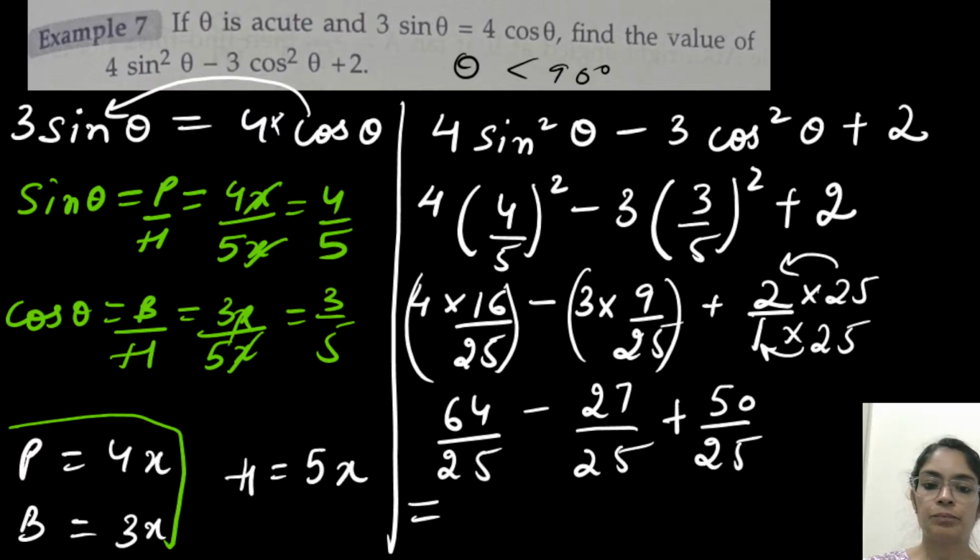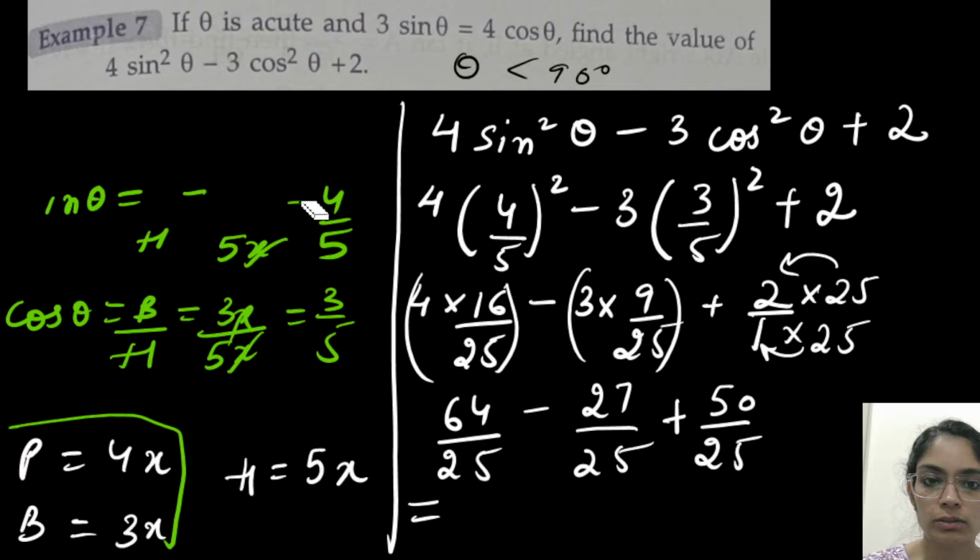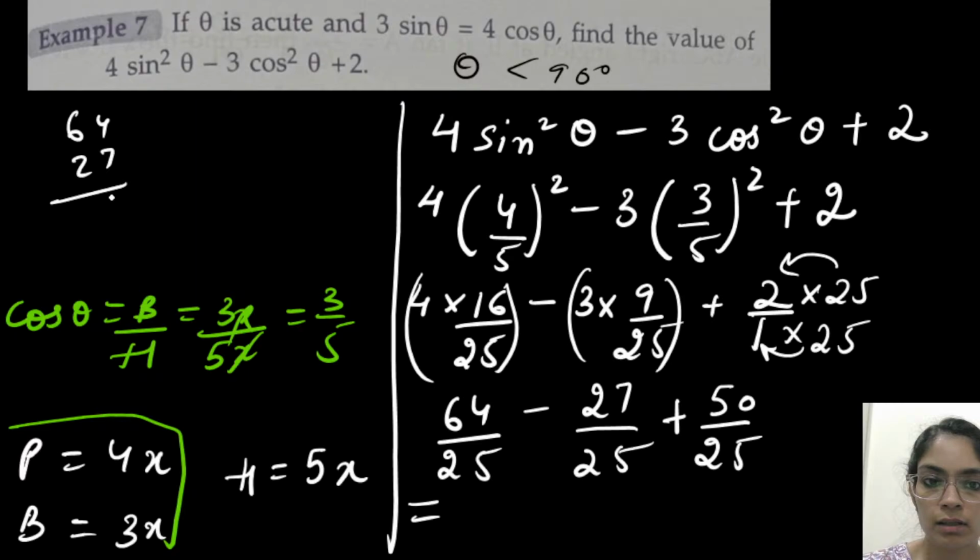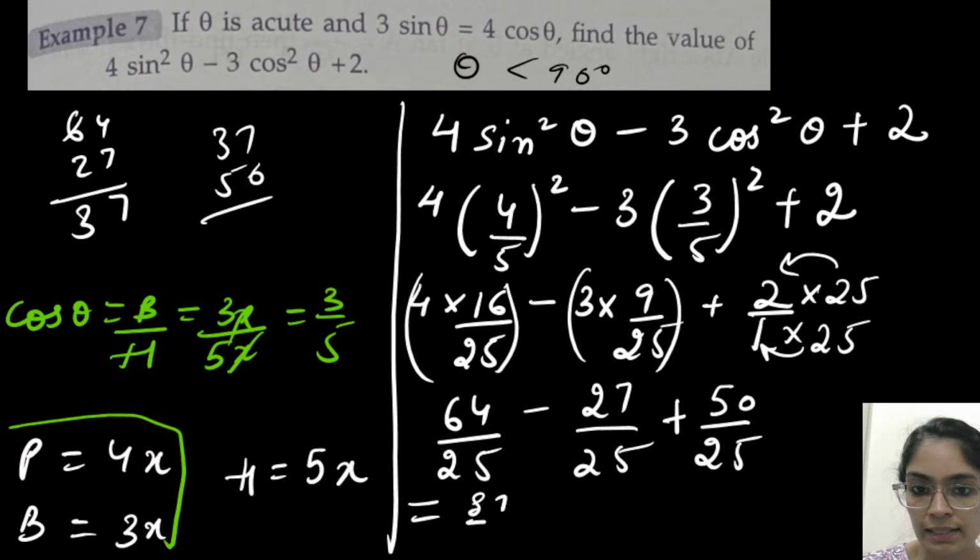What's the final answer? 64 minus 27. So you all can give me the answer. Is 87 correct? 87 by 25. So that we have to do. I want others also to give answer. So 64 minus 27, so this is 37. 37 plus 50. Yes, 37 plus 50 is 87 only. So answer is 87 by 25. Yes, the answer is correct. 87 by 25 is the correct answer.